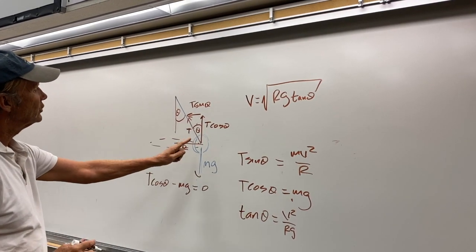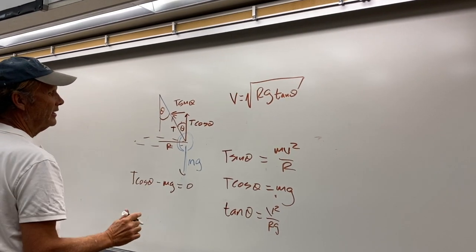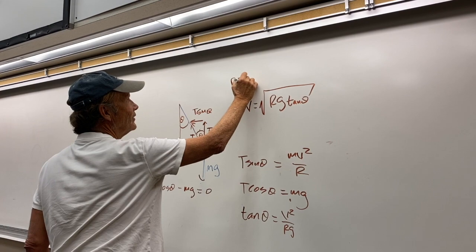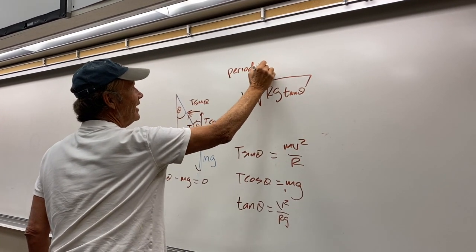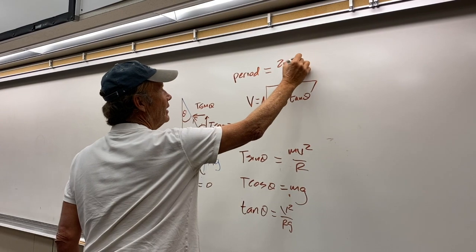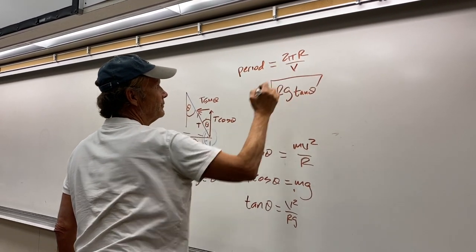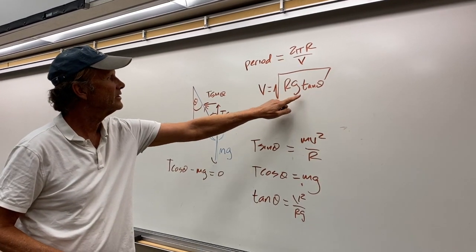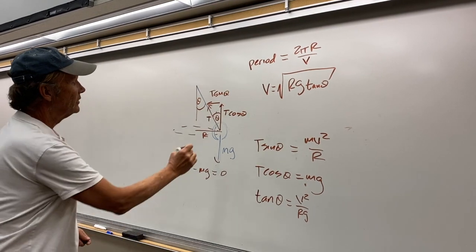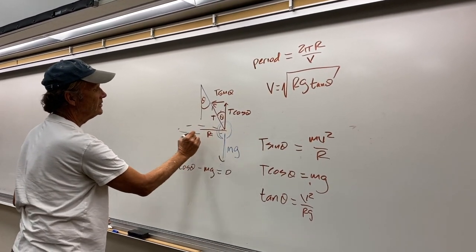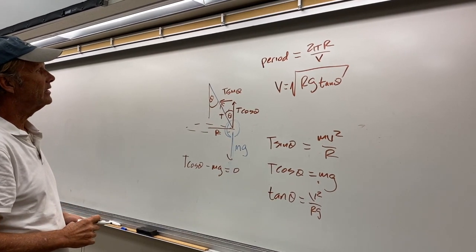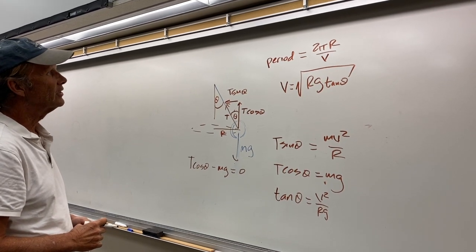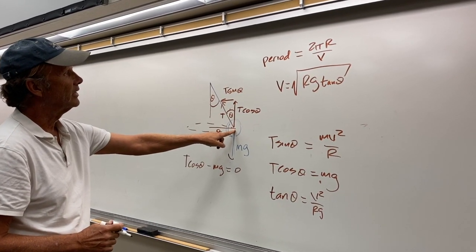Now you can also measure the period of this orbit, and so that period, rather than writing it as a T, is equal to 2 pi r over v. Okay, and so that period can be gotten from this expression for the velocity by just saying that rate times time equals distance, and the distance that you travel in one complete cycle is equal to the circumference of a circle that has a radius that's equal to r.